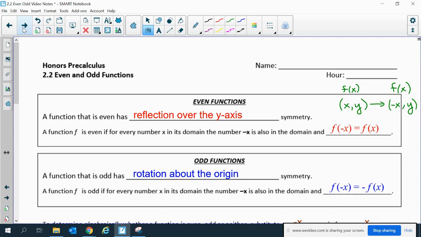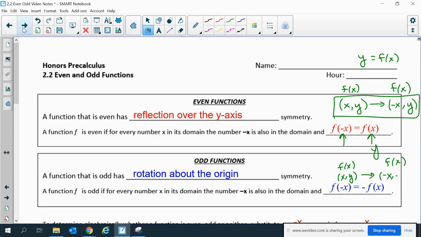So if I substitute, for example, y equals f of x is the function, if I substitute negative x into the function, I get y back. So these 2 points must be on the function. In this odd situation, if on the function I have the point x comma y, there also must be another point on the function, negative x, negative y. So the thing gets rotated 180 degrees. If it was in the first quadrant, it ends up in the third quadrant with the exact same x and y type of values.